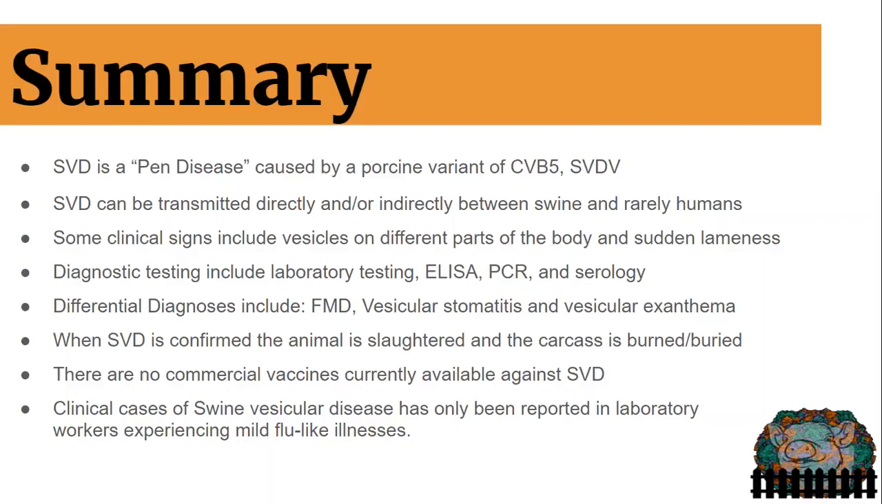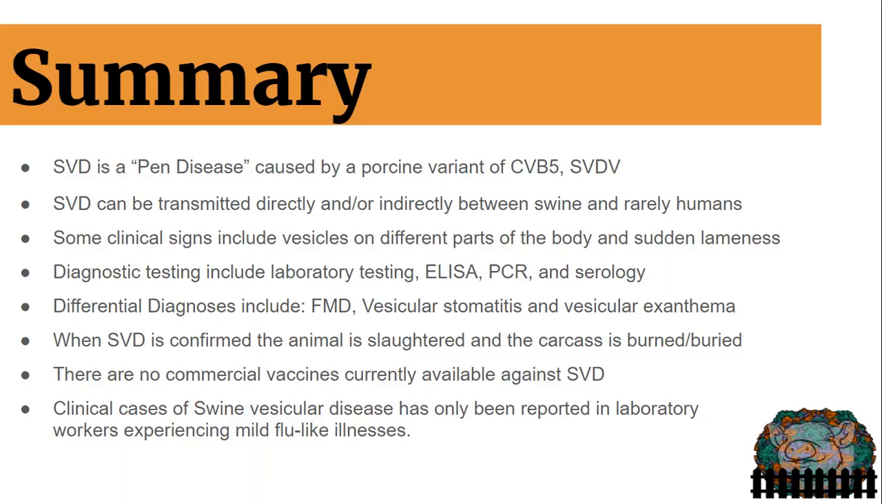In summary, swine vesicular disease is a pen disease caused by a porcine variant of CVB5. Swine vesicular disease can be transmitted directly and or indirectly between swine and rarely in humans. Some clinical signs include vesicles on different parts of the body and sudden lameness. Diagnostic testing includes laboratory testing, ELISA, PCR, and serology. Differential diagnoses include foot and mouth disease, vesicular stomatitis, and vesicular exanthema.